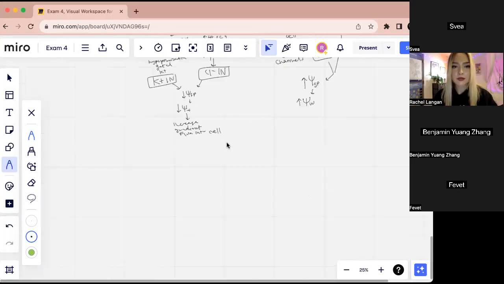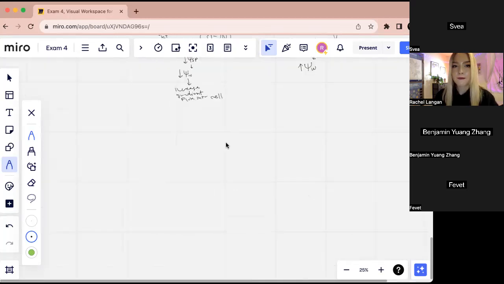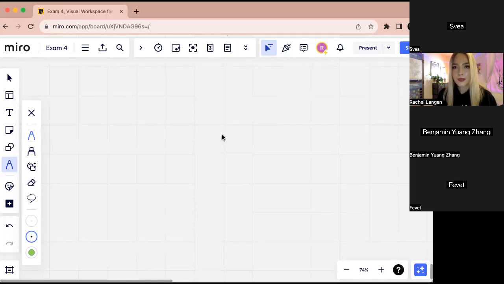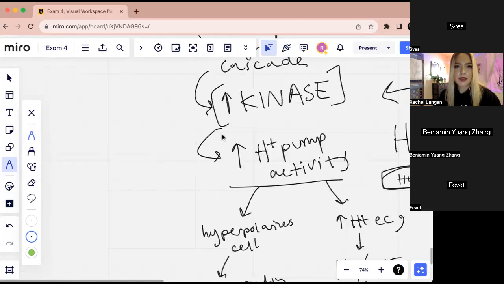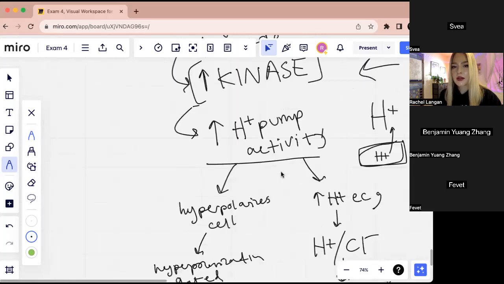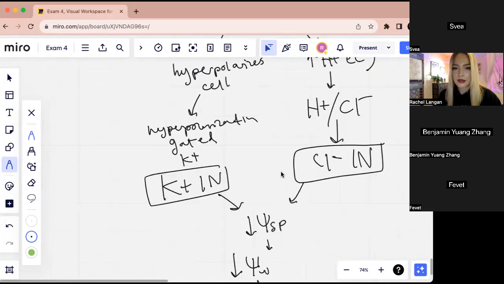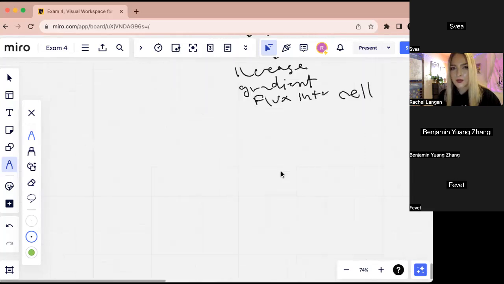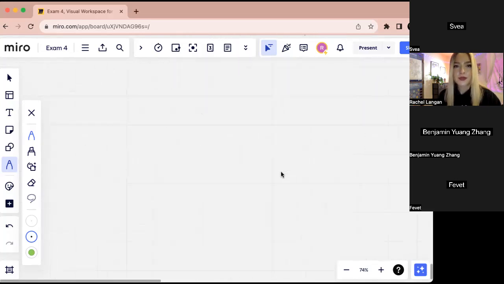Yeah, question. Do we need to know the flow diagram for how stomates close at nighttime? Is that influenced by FOT not detecting blue light and then it slowly becomes more flaccid? Yeah, it would have to do with the exact same flow diagram in the opposite direction. No blue light absorbed by FOT, no signal cascade, less kinase, less hydrogen pump activity, less solutes going in. That would be night. Oh, okay, thank you. You're welcome.